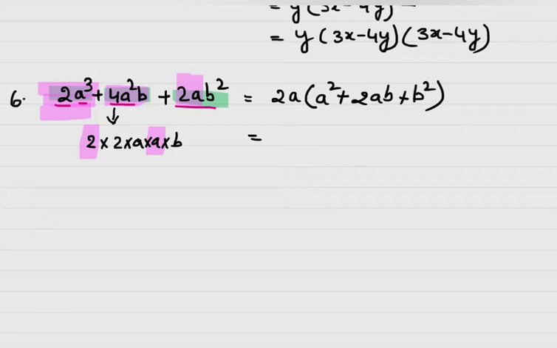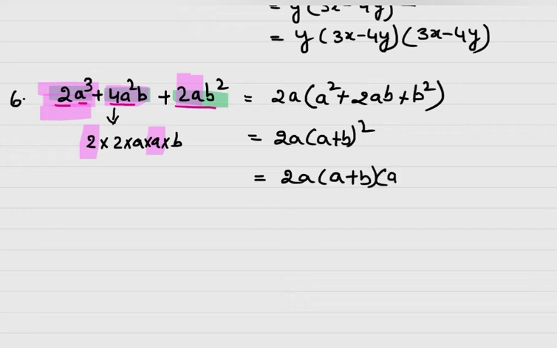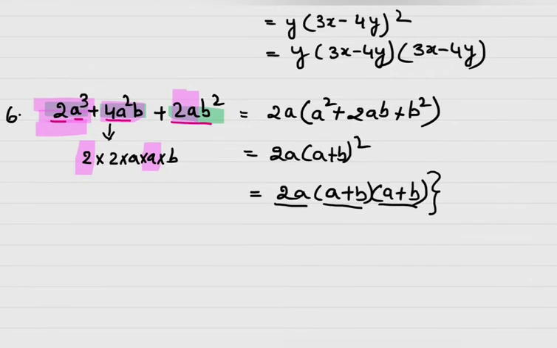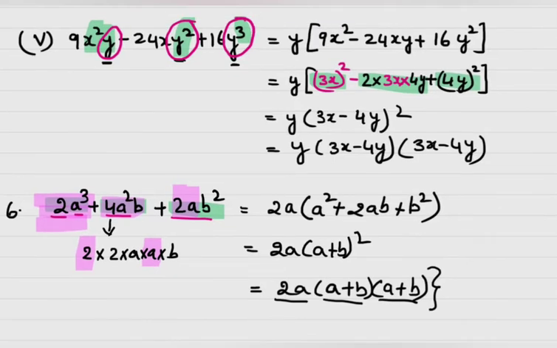Now see children, 2a is out, then a square plus 2ab plus b square. A square plus 2ab plus b square means simply a plus b whole square. So 2a and a plus b whole square. So this can be written as 2a into a plus b into a plus b. Now children, factorize means see, this 2a is one factor, a plus b is one factor, a plus b is one factor. So here in question number 6 you have 3 factors. Even in question number 5 we had 3 factors. See, in question number 5 also we had y, 3x minus 4y, 3x minus 4y, that is 3 factors.